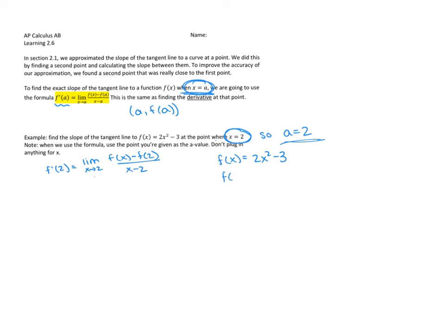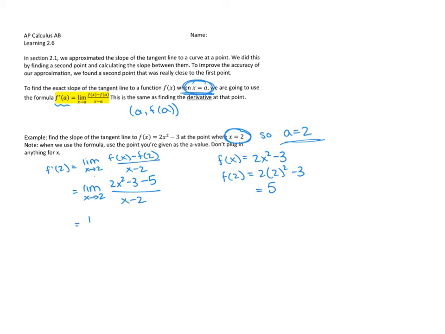We can find f of 2. If we know what f of x is, we can find f of 2 just by plugging it into that equation. So if I plug this in and simplify, I get 5. So f of 2 is really just the y value when x is 2. So let's go ahead and plug that in. So I have the limit as x goes to 2. f of x is 2x squared minus 3, so I'm going to plug that in, 2x squared minus 3. f of 2 is 5, so I'm going to plug that in.